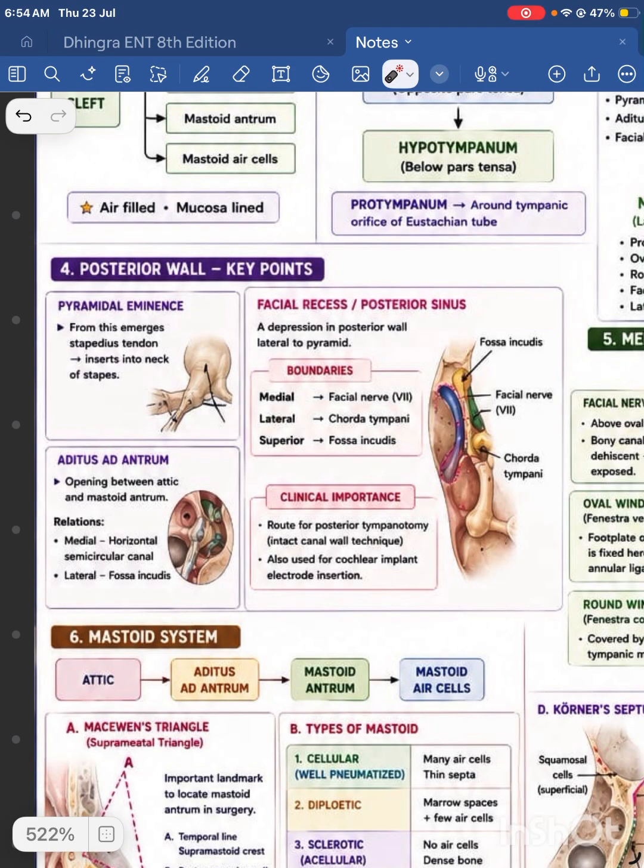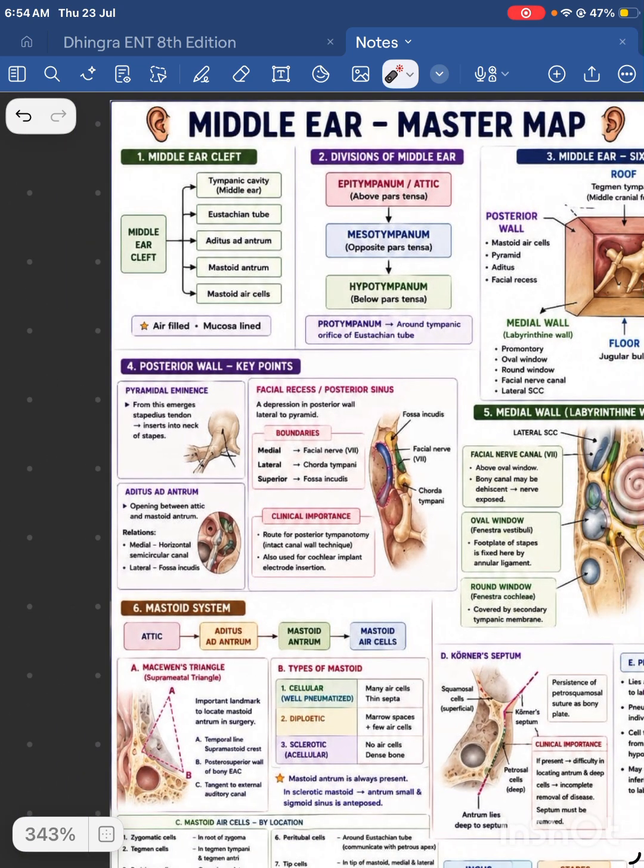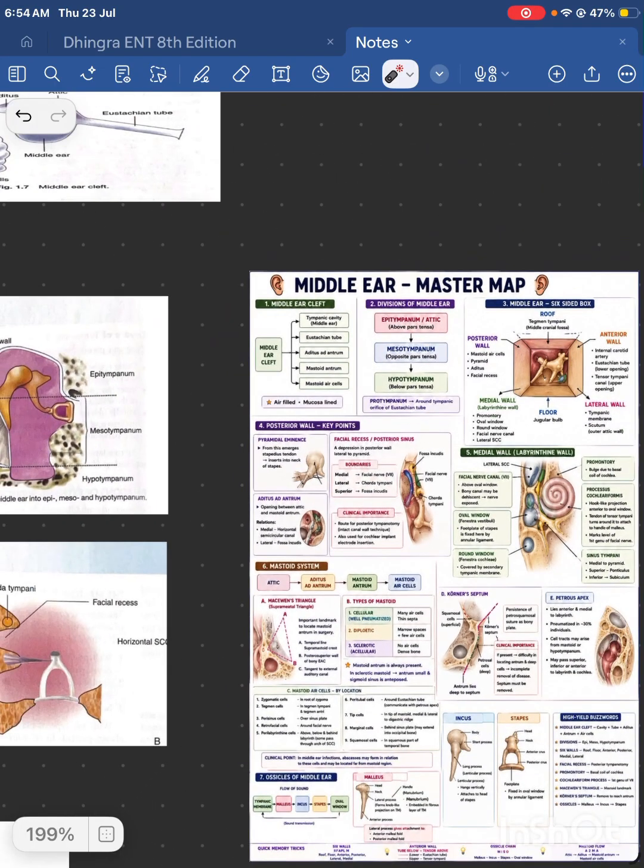And if you talk about why this facial recess is important, it is important because it is a route for posterior tympanoplasty. What is posterior tympanoplasty? In this, the canal wall is intact. The canal is not destroyed or something. It is always intact here. So we can do operations here, and the facial recess is important for this. Okay, fine.